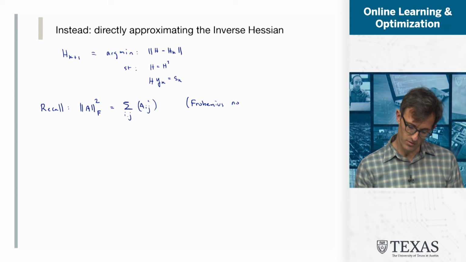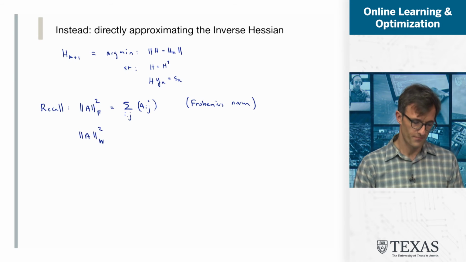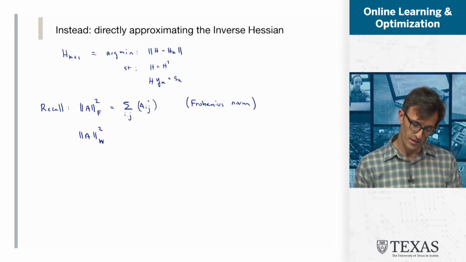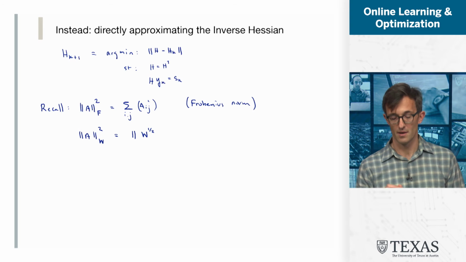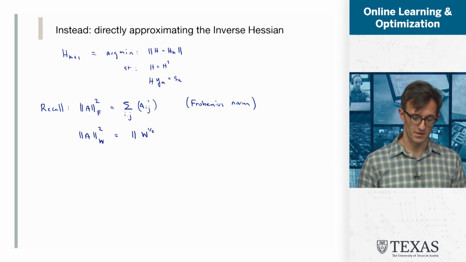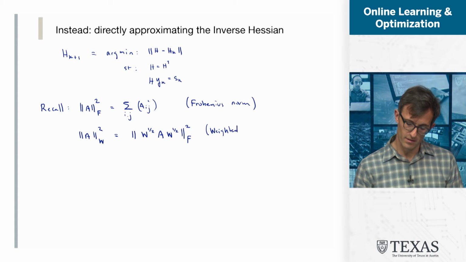This is called the Frobenius norm. The weighted Frobenius norm, sometimes denoted with a W, with respect to a particular matrix W that's positive definite, is equal to the Frobenius norm of square root of W. Again, W is positive definite, and as we've discussed in previous lectures, a positive definite matrix always is going to have a square root, times A times square root of W, the Frobenius norm of that. So this is called a weighted Frobenius norm.